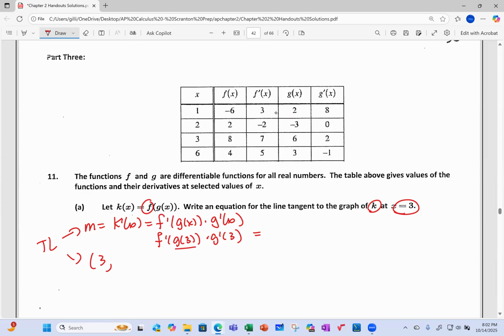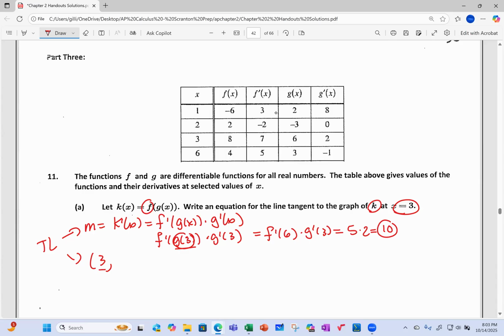Starting on the inside, g at 3 is 6. So this becomes f prime at 6 because this value is 6 times g prime at 3. F prime at 6 is 5. And g prime at 3, if I could see things, is 2. And I'm getting an answer of 10. So f prime at 6 is 5, and g prime at 3 is 2, and 5 times 2 is 10.